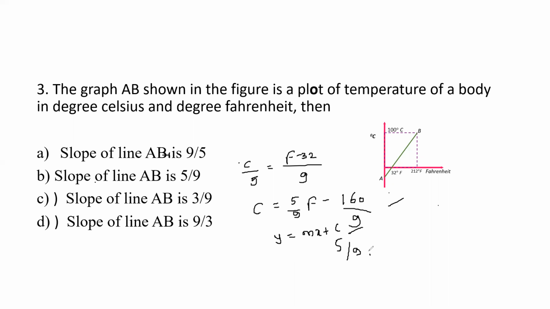That is, slope of line AB is what? It is 5 divided by 9. Option B is the right option here. Okay, so this is how we can calculate. Not only this graph, if any other graph is given with the relation between the two scales, we can calculate. Then we can compare it with the equation of a straight line, which will tell the slope of a given straight line.